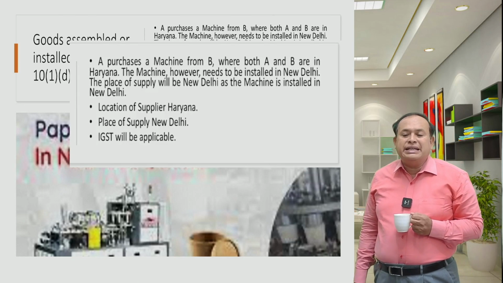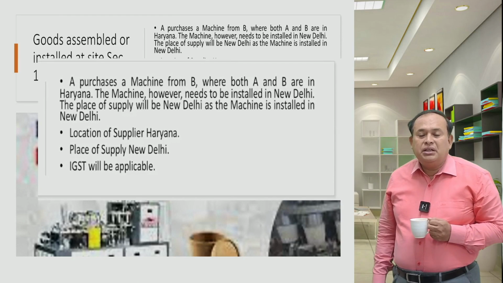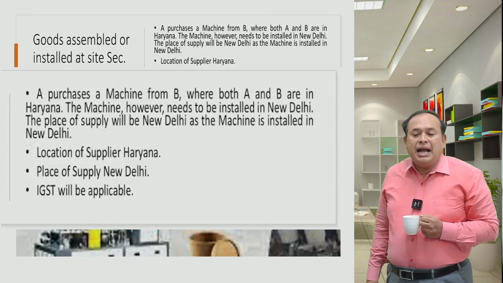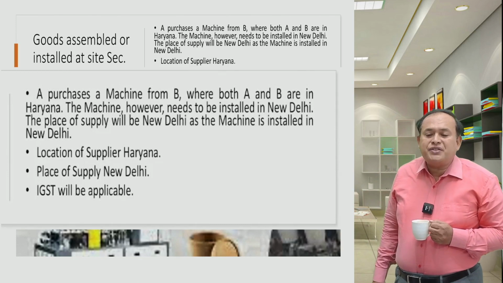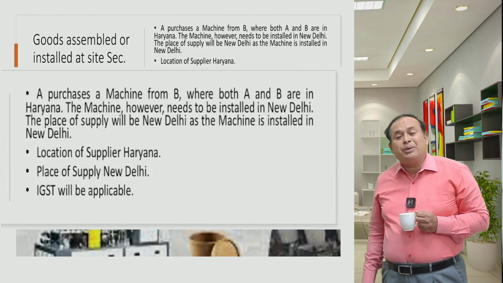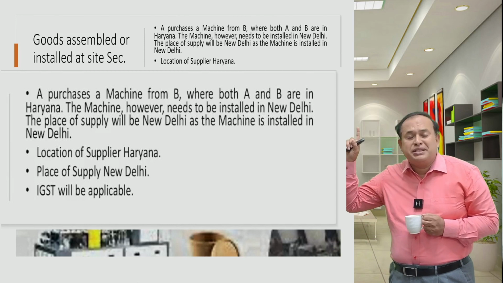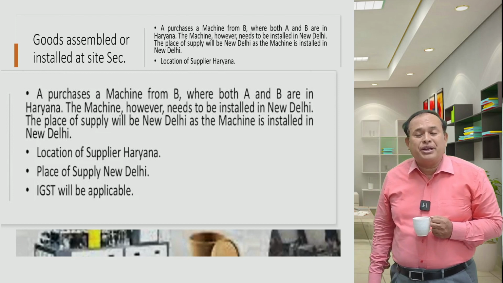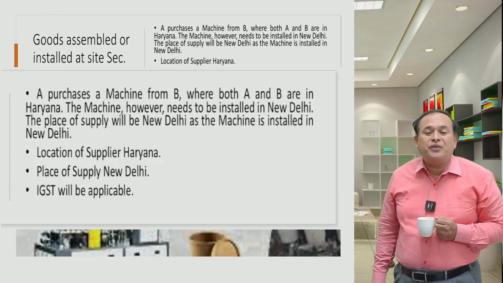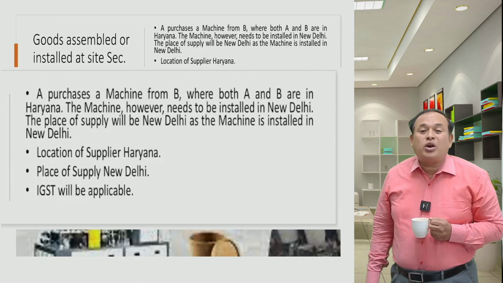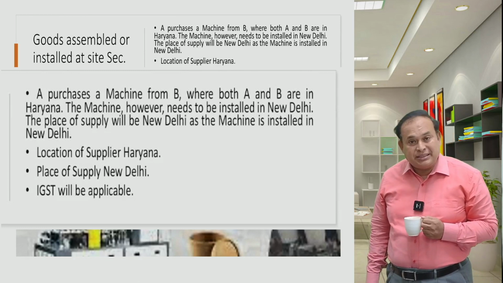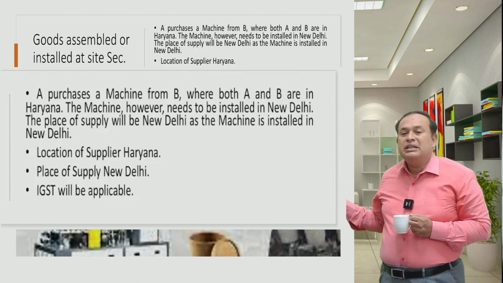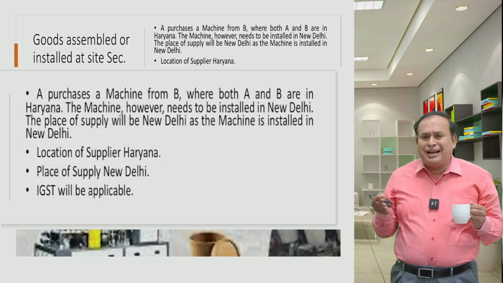The machine, however, needs to be installed in New Delhi. The place of supply will be New Delhi, because the installation is in New Delhi. Location of supplier? Haryana. Place of supply goes to New Delhi because installation is taking place in New Delhi. Therefore, location of supplier in Haryana, place of supply New Delhi, as per Section 10.1 of IGST, subject to Section 10. Location of supplier in one state and place of supply in another state is called interstate supply. IGST will be applicable, if it is a taxable supply, obviously; for the taxable supply only we are referring.